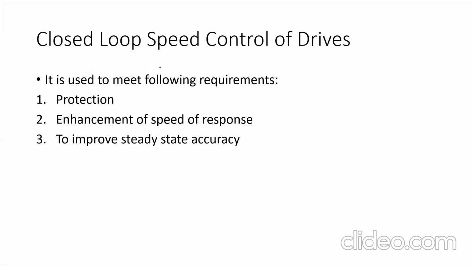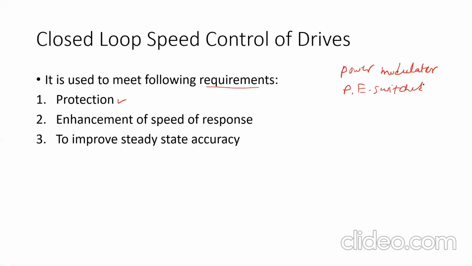Closed loop control of speed for drives is used to meet the following requirements. First, by employing closed loop speed control, we can obtain protection for given equipment. For example, electric drives should have a power modulator. The power modulator is composed of power electronic switches.